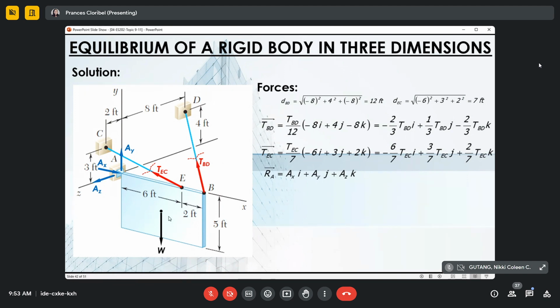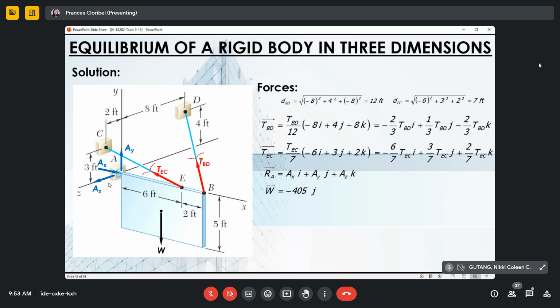Next, and lastly, is the weight. Do not forget our weight among the forces. It is applied directly on the body, directed downwards, negative 405 j. So we now have our forces. Next, we're going to get our reactions A_x, A_y, and A_z.